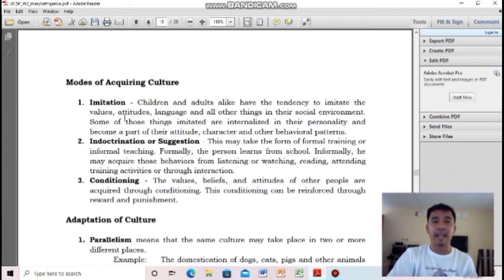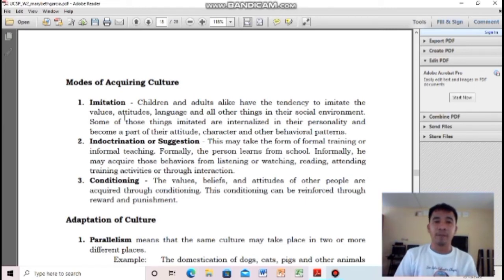Children and adults alike have a tendency to imitate the values, attitudes, language, and all other things in their social environment. No? Especially sa bata, makita nimo, kung tudlo mo ang bata, kung may ginaobra ka nga bagay, may times nga ginailog-ilog sa bata ang imo ginaobra. No, that is imitation. And until such time nga ginpabalik-balik nga practice until na-acquire na niya ina nga culture, no? Gin-imitate niya, gin-ilog.